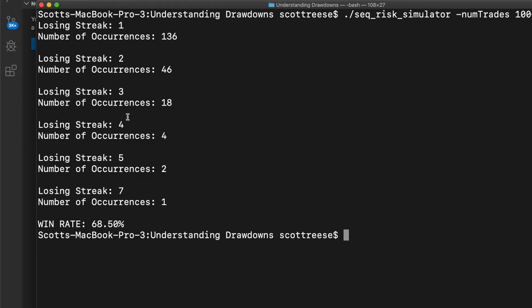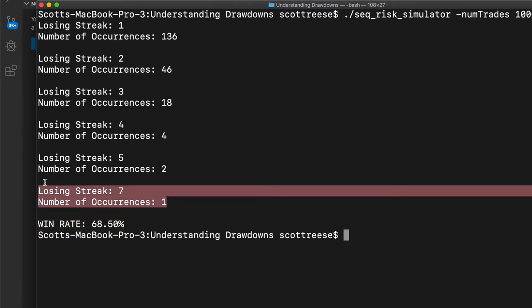The longer the losing streak, the fewer times that losing streak occurred. And in this case, the longest one that did occur was a losing streak of 7 trades in a row. This happened one time. And again, take note of the total win rate over those 1,000 trades was just under 70%, exactly as expected. But once again, at some point along the way, you are statistically very likely to hit a pretty bad losing streak.